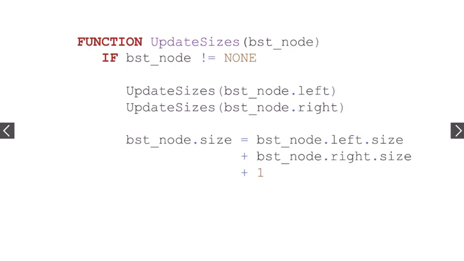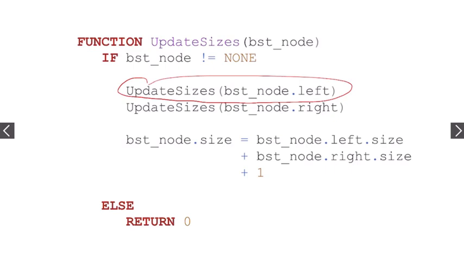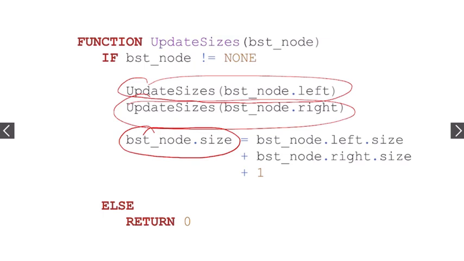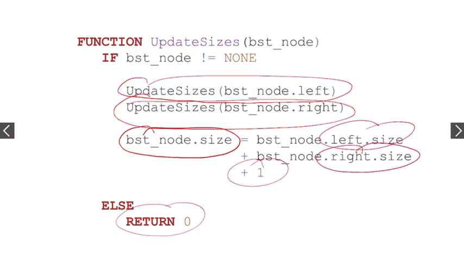Here's a post-order traversal that returns the size of the given node. If the current node is not none or null, then you say I want the size of the left side, the size of the right side, and then I want to calculate the size of the current node as the size of the left plus the size of the right plus 1. Otherwise, I just return 0.